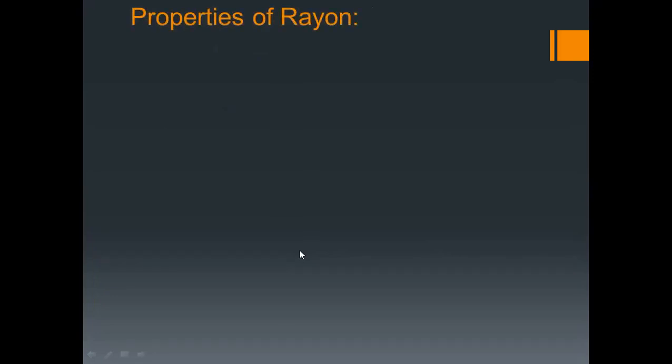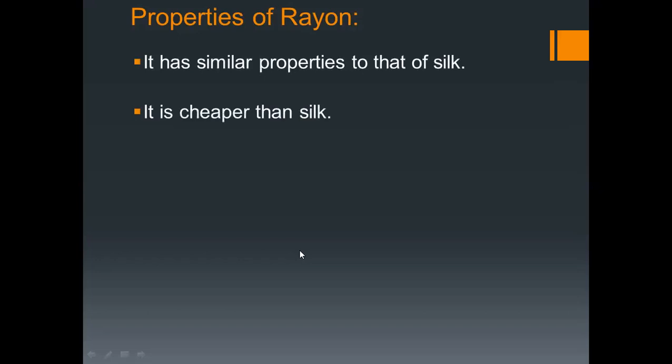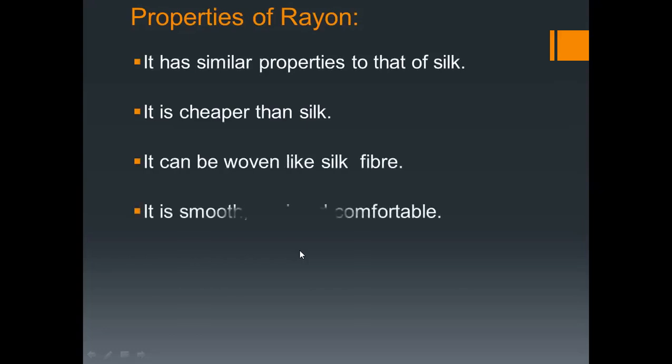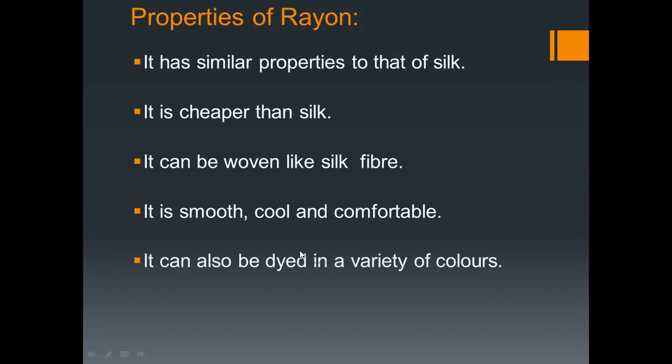Properties of rayon. It has similar properties to that of silk. It is cheaper than silk. It can be woven like silk fiber. It is smooth, cool, and comfortable. It can also be dyed in a variety of colors.